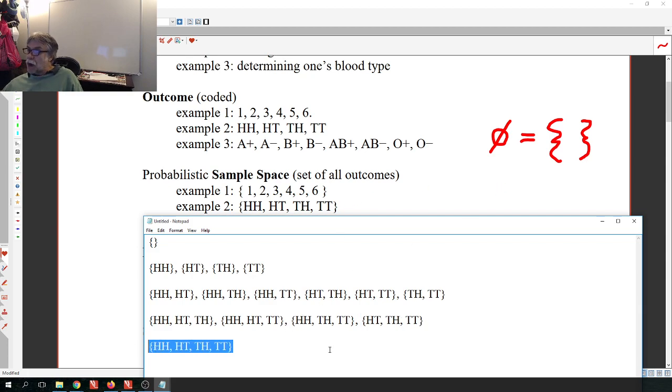So count how many events I have here. 1, 2, 3, 4, 5, 6, 7, 8, 9, 10, 11, 12, 13, 14, 15, 16 different events. Okay.